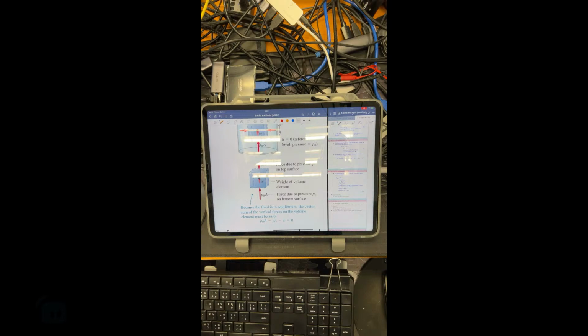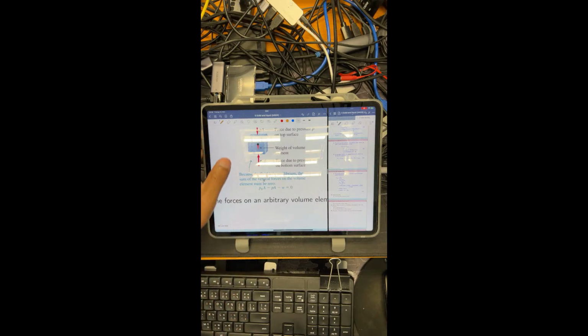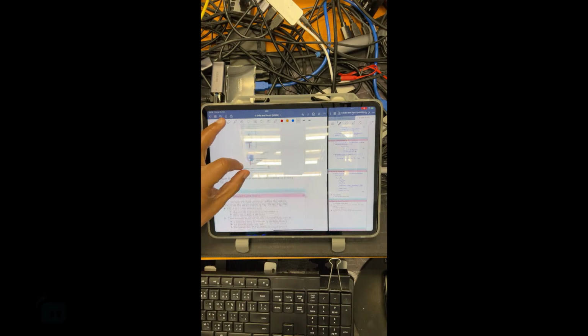Because the fluid is in equilibrium, these three forces follow the first law of Newton, right? The vector sum of vertical forces on the volume must remain 0. Yeah, we get this one. Okay, pointing up is positive, pointing down is negative. So we have two negative terms, PA and W. We have only one single term pointing upward, which is P0A. All right.